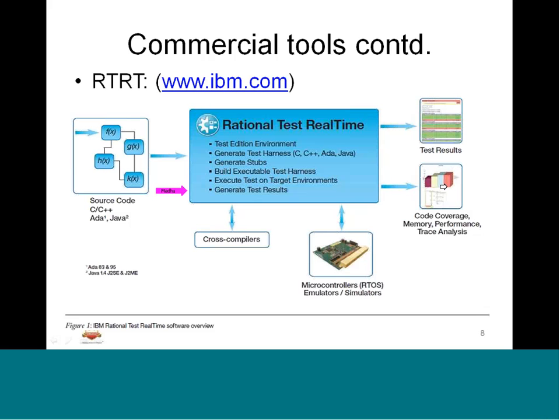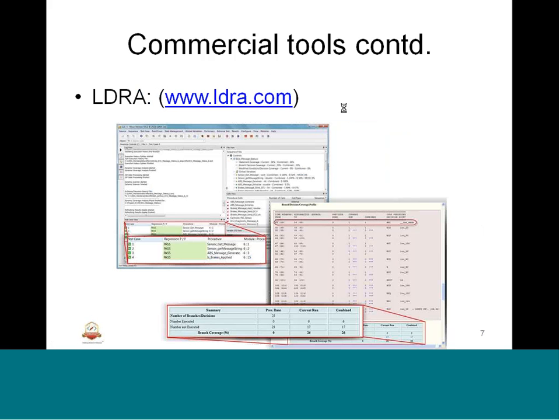You can see on the right hand side, this is the code coverage, performance, memory, trace analysis, all these aspects of white box testing will be done. And similarly, test results will be reported to support this coverage or justify the coverage to analyze it. And it uses the cross compiler such as GNU, GCC, etc. to compile the developed test harness and the builds. And it uses targets such as microcontrollers, which could have an RTOS, or it could be host machine simulators or emulators on the target machine. So that is how the RTRT is structured to be used for white box testing methods. Okay, so that is what is about the commercial tools used for white box.